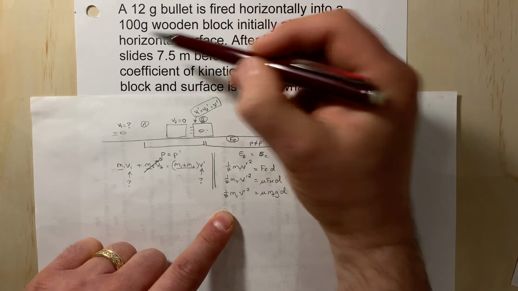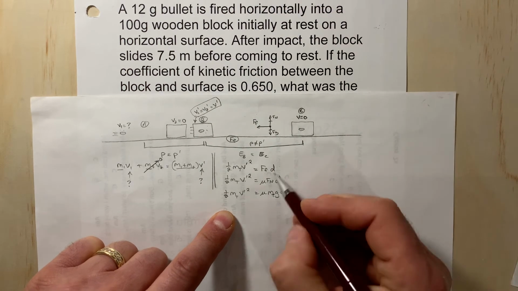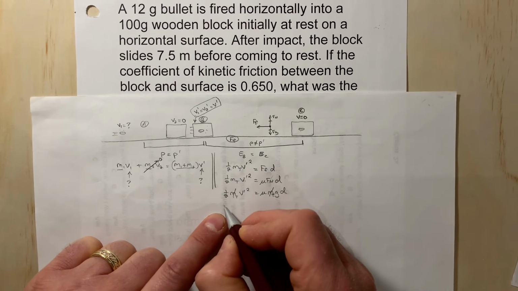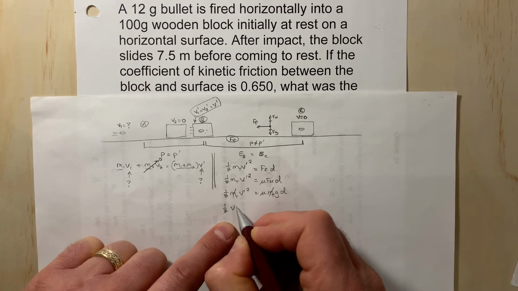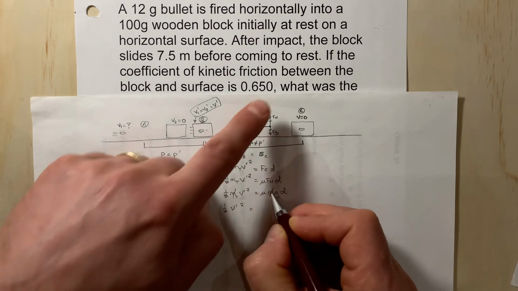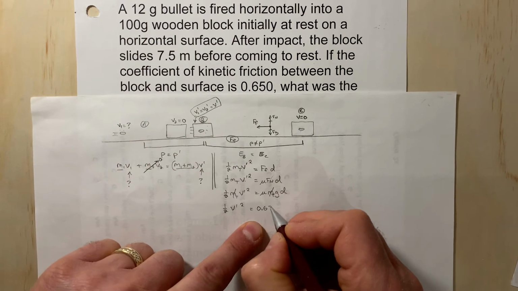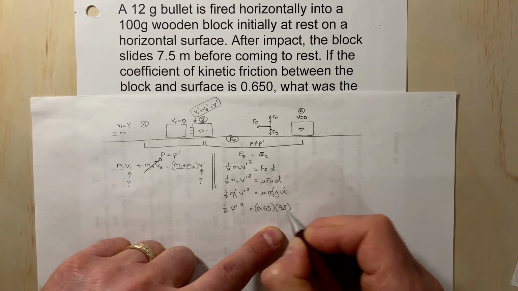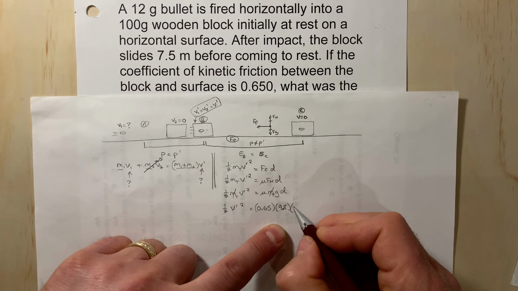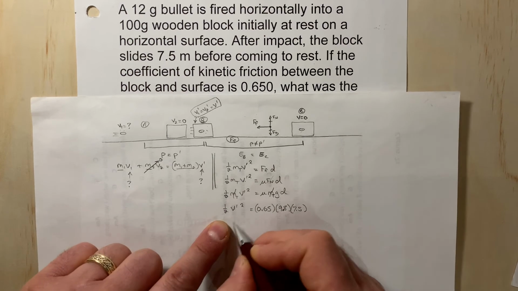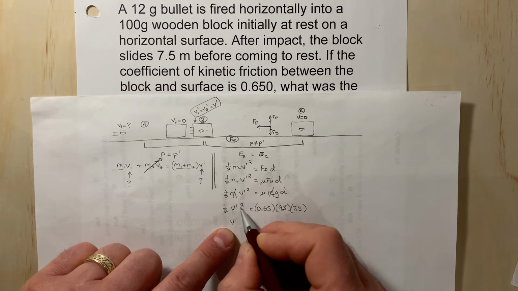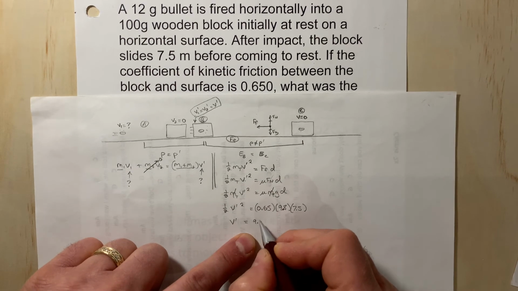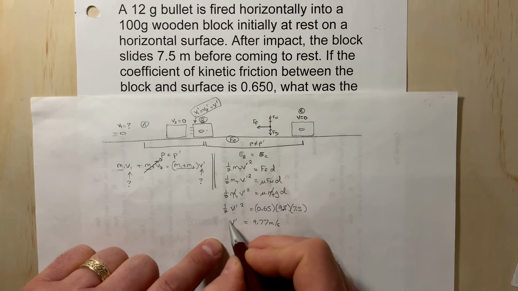Okay, so we know both masses. We know there's 12 grams and 100 grams. We could sub those in. We don't need to. We can cancel them out as well. Either way is fine. What we've got then is a mu value, 0.65, g, 9.8. The distance that this thing slides for, 7.5 meters. The only thing we don't know is this v primed. If we go and solve that, that is 9.77 approximately meters per second.